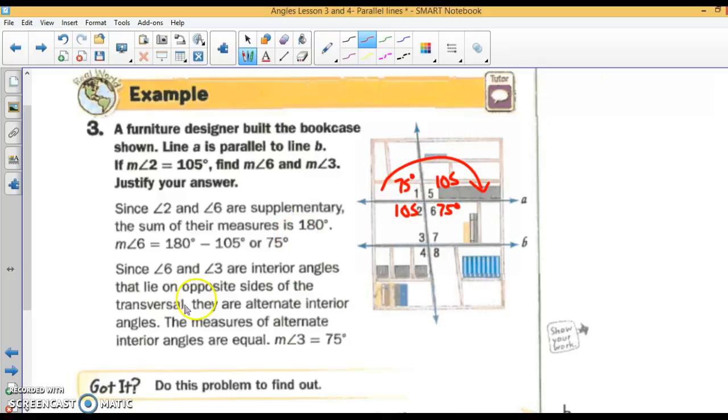Now, since these lines are parallel, they told us that, this top clump can slide straight down to the bottom clump. So 105, 105, 75, 75. We've now found all the angles in the diagram. Angle 2 is 105, angle 6 is 75. And they want us to find angle 3. The measure of angle 3 is 75. All right.